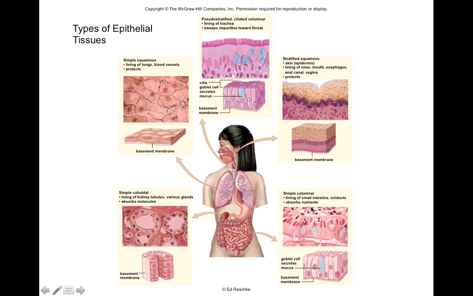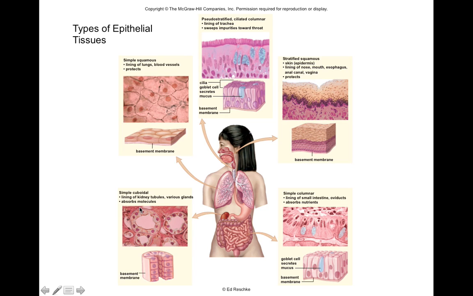So you have a schematic in your text that shows the different types of epithelial cells. You have your simple squamous, which will line your lungs and blood vessels. Pseudostratified columnar, which will line your trachea. Stratified squamous, which will line your nose, mouth, esophagus, vagina, and anal canal. You have the simple columnar, which will line the small intestines and oviducts.